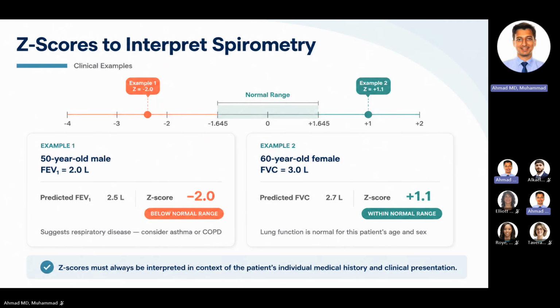Here is an example of a 50-year-old male with a forced expiratory volume of 2 liters with a Z-score of minus 2. So minus 2 is below minus 1.645, but not less than minus 2.5. So he is below the normal range, and this would put him in the mild asthma or COPD category. Example 2 is a 60-year-old female with a forced vital capacity of 3 liters with a normal Z-score. So the FVC is in the normal range.